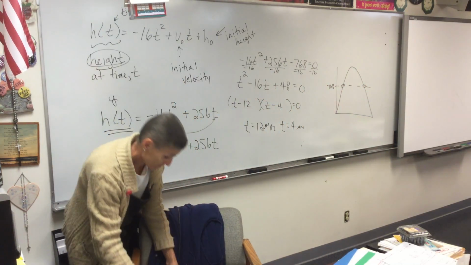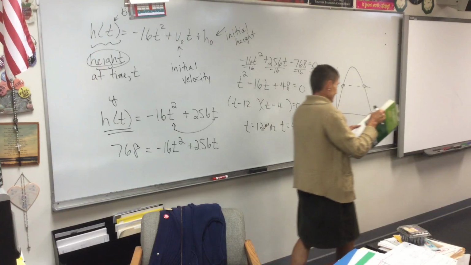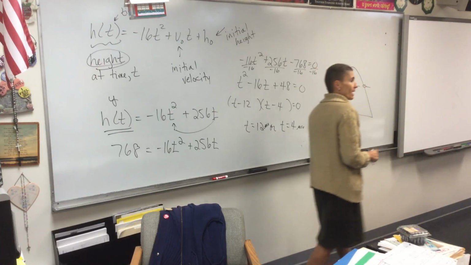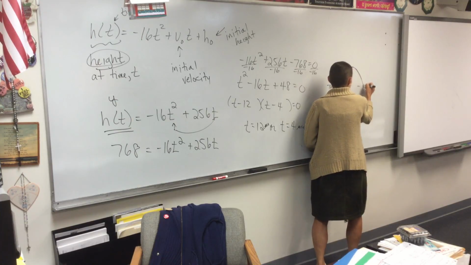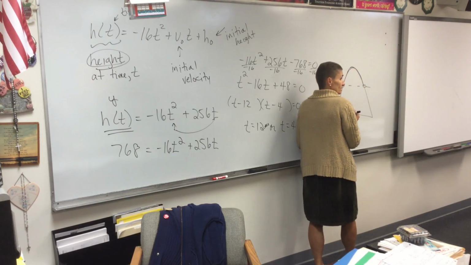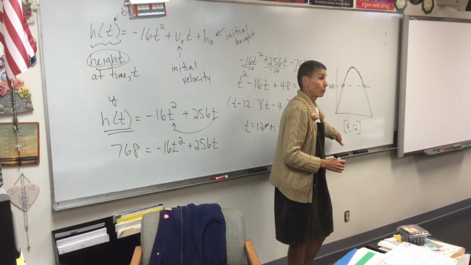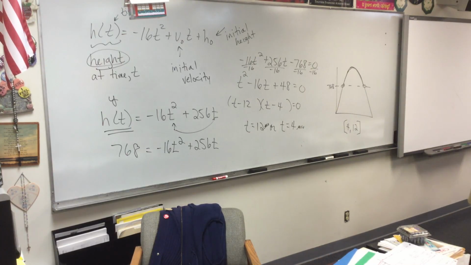Next question. When will the projectile's height be at least 768? At least 768 would mean it had to be here. So what would your answer be? Between 4 and 12. And would I bracket that? Because it says at least. If it said more than, just more than, then I wouldn't bracket it. Does that make sense to you?